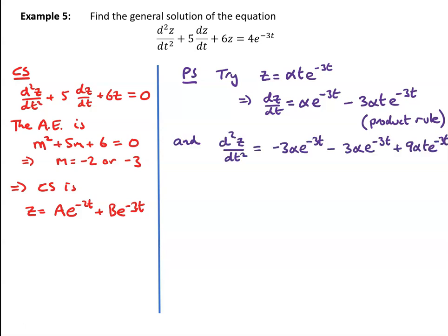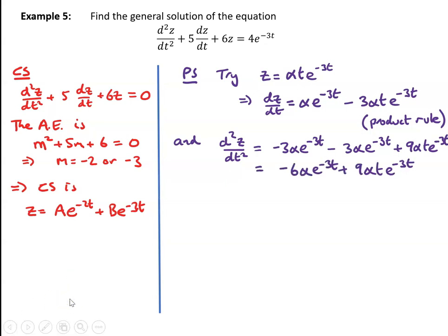Product rule again gives me d2z dt squared is going to be minus 3 alpha e to the minus 3t. That's the derivative of the first term in the line above. Then I've got to differentiate the minus 3 alpha t e to the minus 3t, and that's going to give me minus 3 alpha e to the minus 3t plus 9 alpha t e to the minus 3t. And this simplifies to minus 6 alpha e to the minus 3t plus 9 alpha t e to the minus 3t.